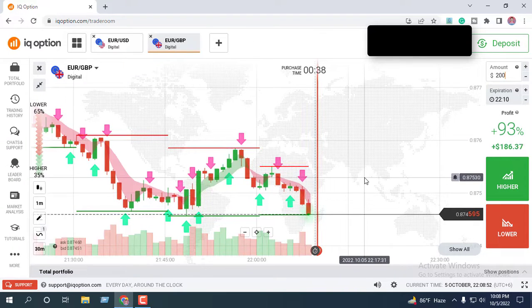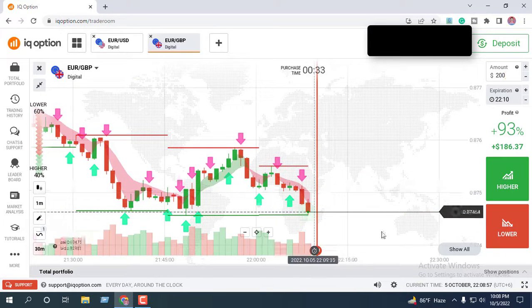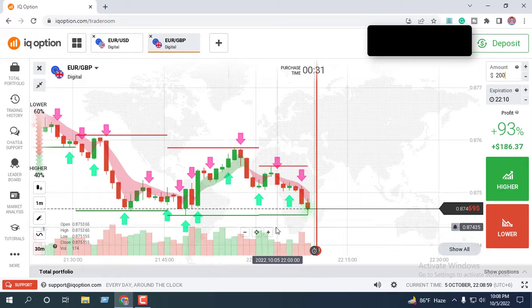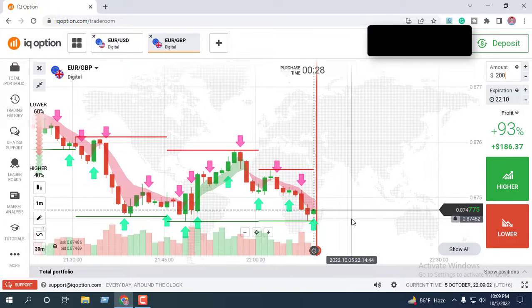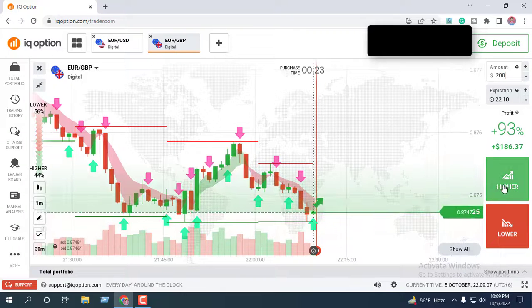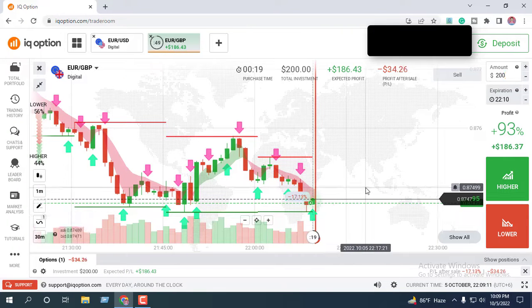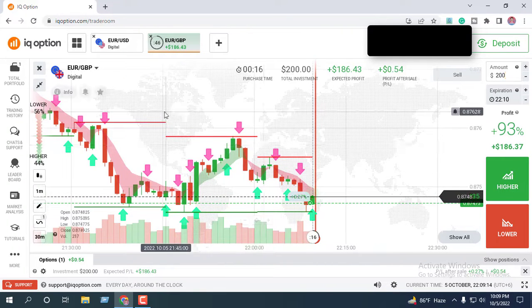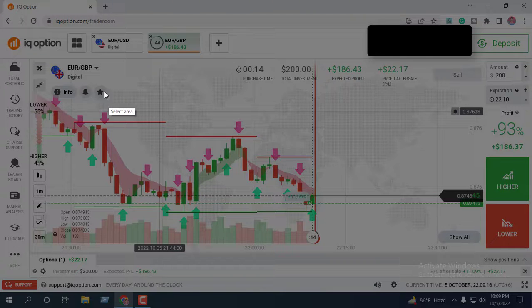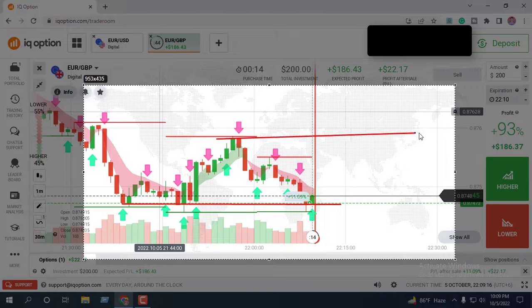Okay, so let's start trading. First of all, here is a buy signal for 1 minute. Why do I place this trade? Because this is a strong support level. And here is a resistance level.